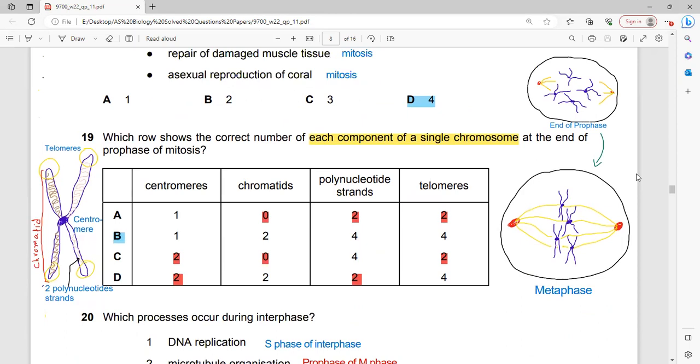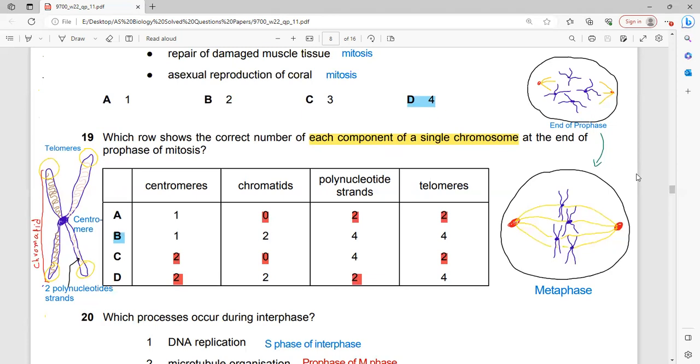The next question: which row shows the correct number of each component of a single chromosome at the end of prophase of mitosis? At the end of prophase of mitosis, condensation is almost completed and the chromosomes are properly visible. So we can identify these chromosomes under the light microscope and see their structure. These chromosomes are paired; they contain a pair of chromatids. You can see on the left side of this diagram they contain one centromere, so the two chromatids are connected by one centromere.